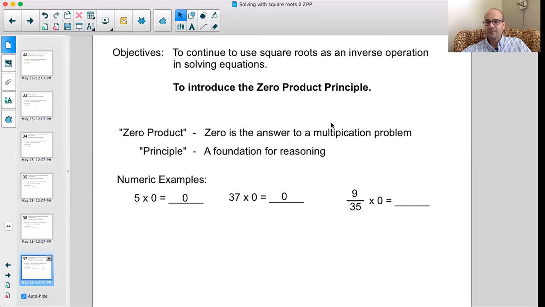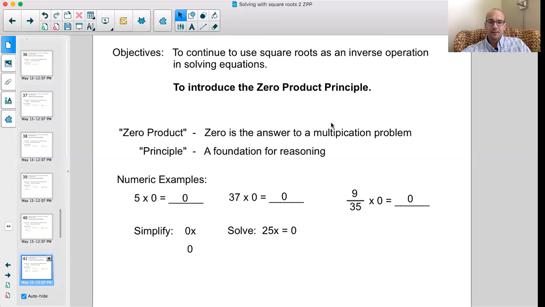9/35, horrible number. But times 0 ends up equaling 0, because any number in the world times 0 is going to equal 0. No copies of 37 is nothing. Looking at some variable expressions, maybe simplifying 0x could be thought of as the zero product principle, because 0 times anything, even x, gets you 0.